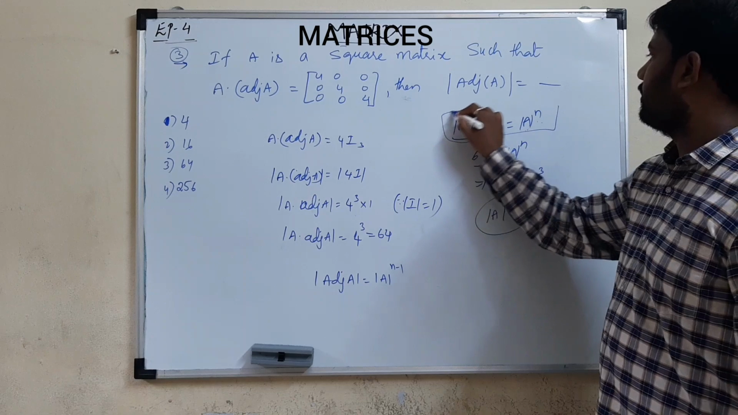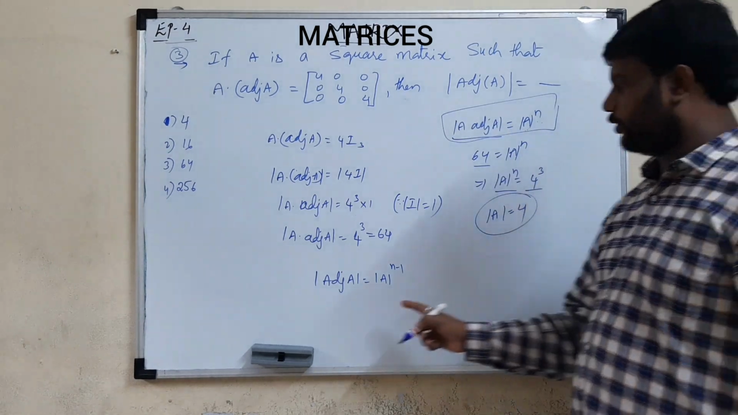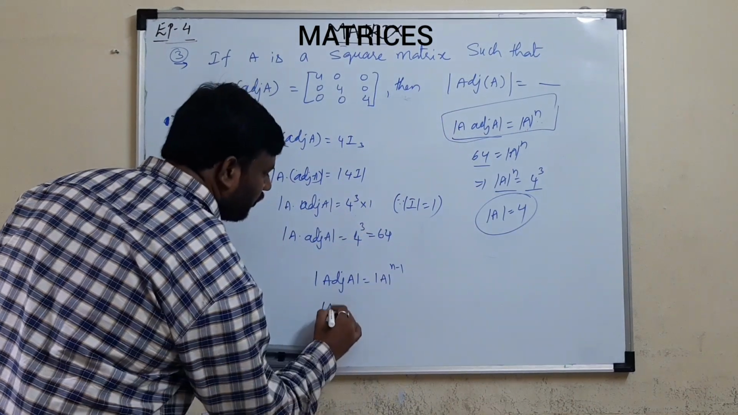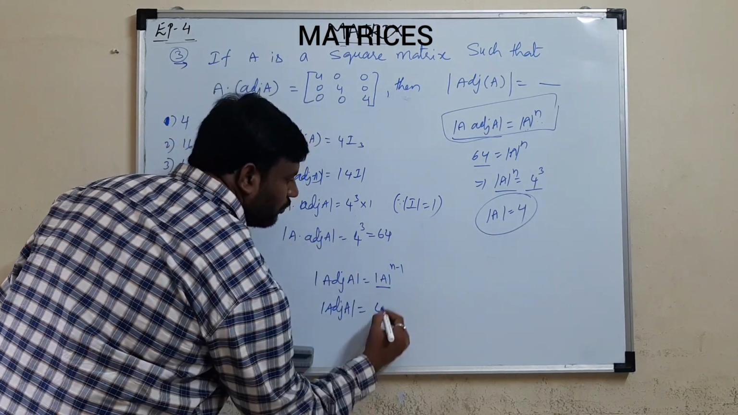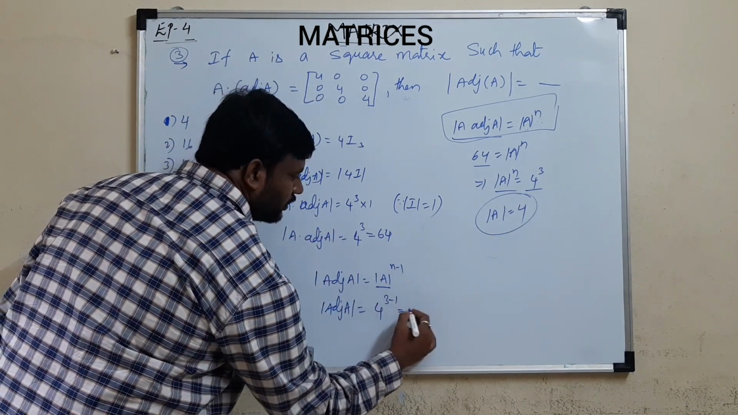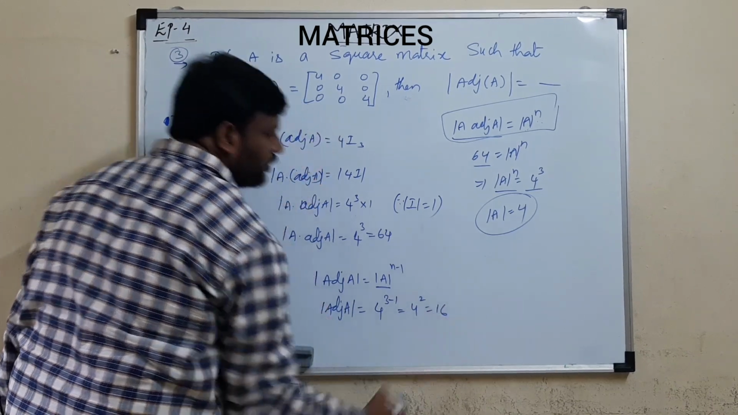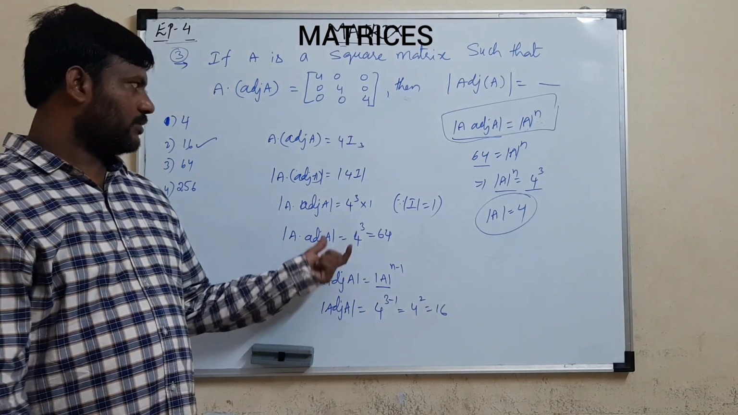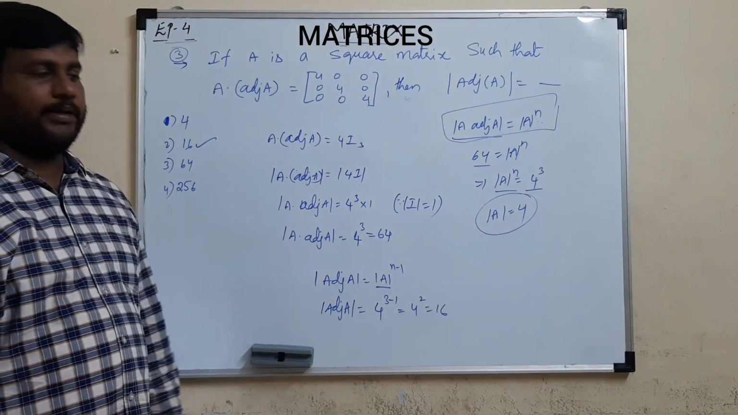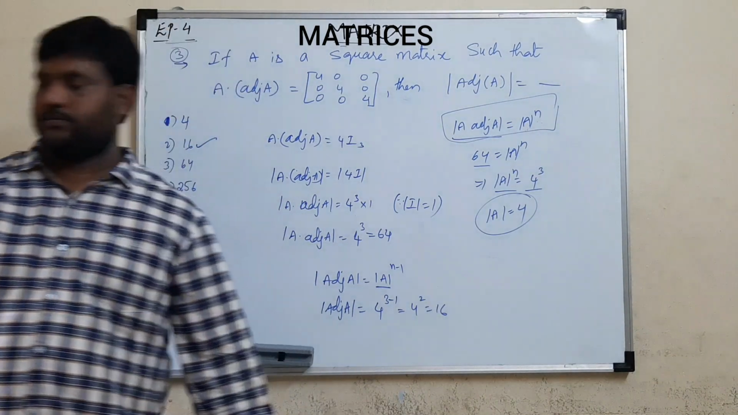So substitute this. Det of adjoint A is nothing but det A, which is 4, to the power of order 3 minus 1. It is 4 square. How much? 16. So the answer is 16. Okay, students, this is also very important. No doubt.